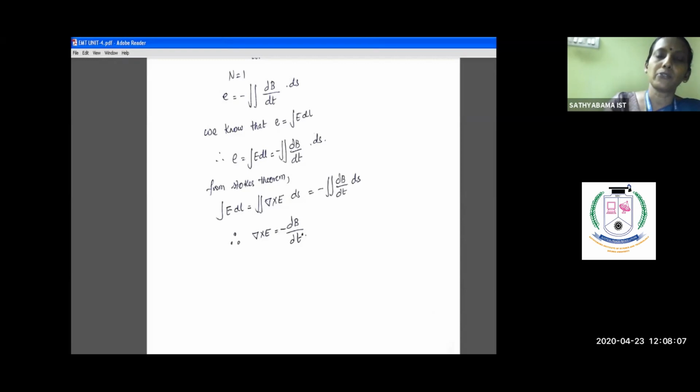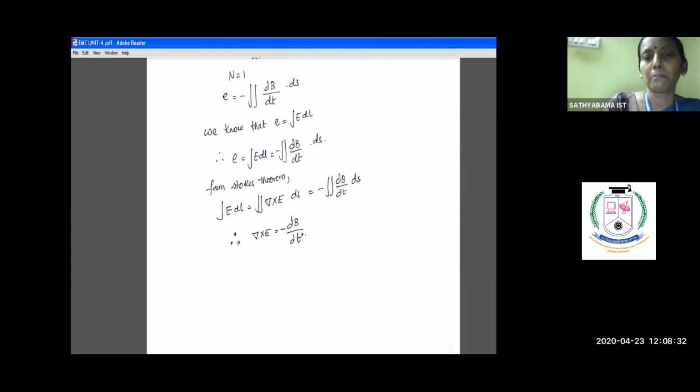According to Stokes theorem, a line integral can be written in the form of a surface integral with the curl of that particular vector. So here the integral of E into dl can be written as the double integral of the curl of that vector, that is curl of E into ds, which is equal to minus dou B by dou t into ds here.